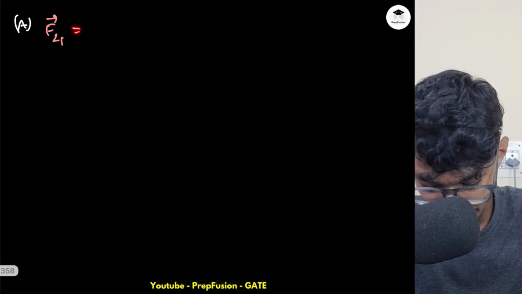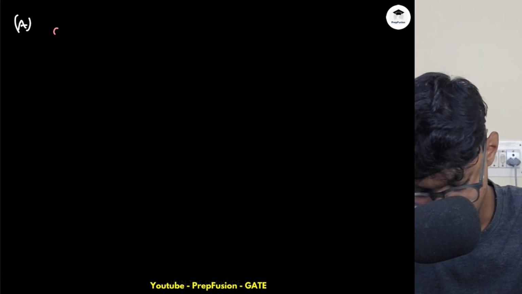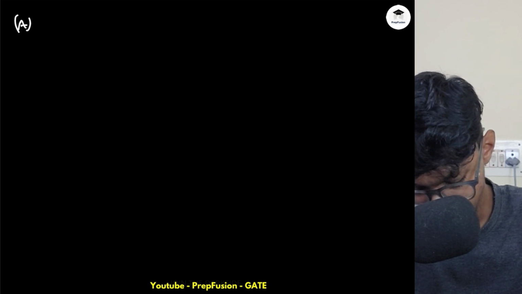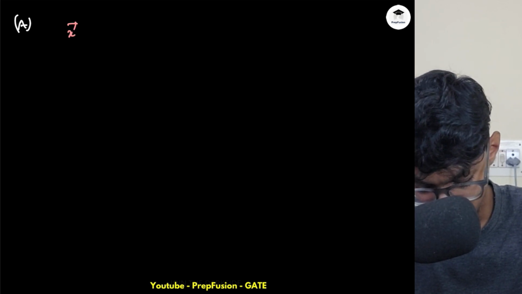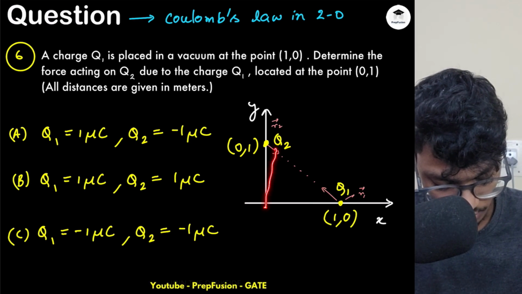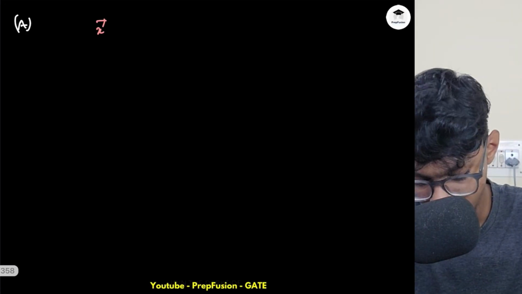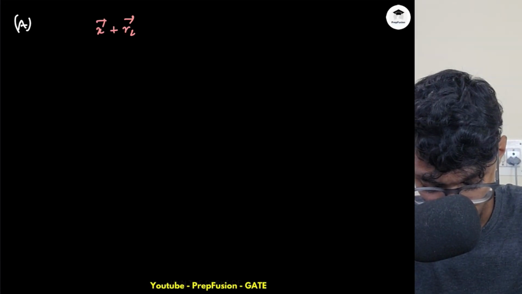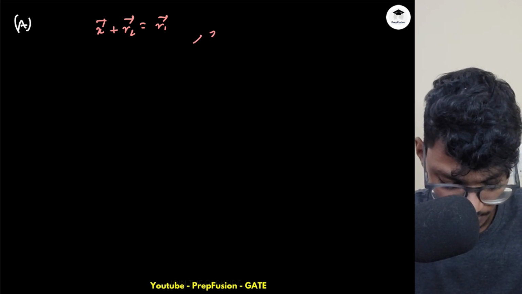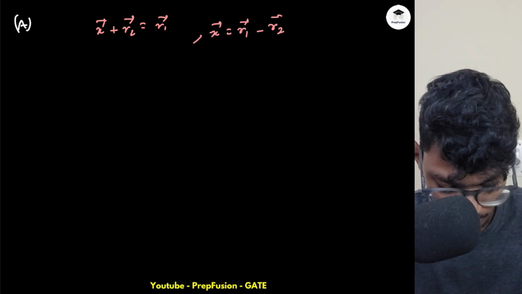I know the direction. What is the direction of this? Let's name this the x vector. First I move along R2, then I move along the x vector, then I get to R1 vector. So the x vector plus the R2 vector should give me the R1 vector. So the x vector will simply be R1 minus R2 vector.